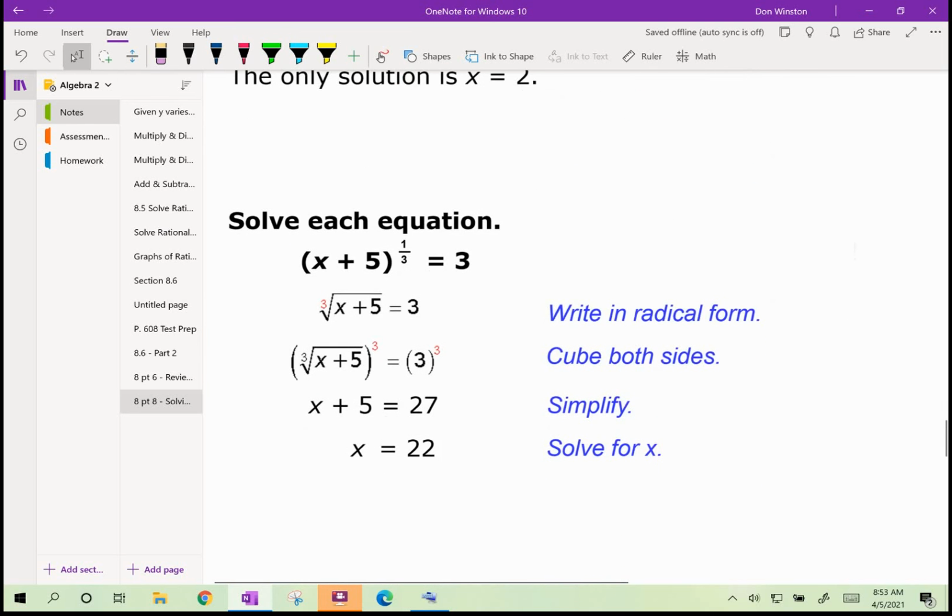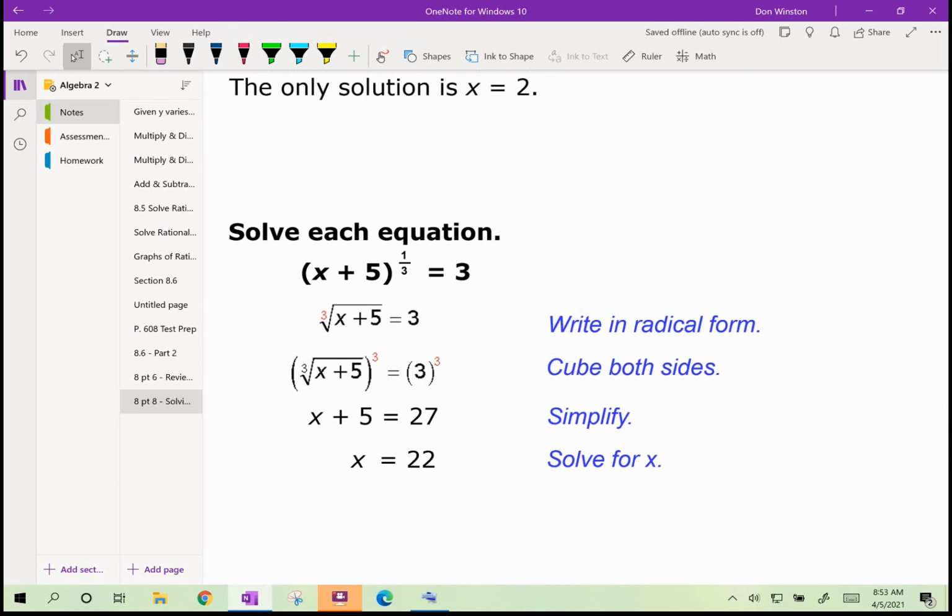Let's look at some more. Here I have x plus 5 raised to the 1/3 equals 3. So I'll raise both sides to the third power, and you'll get x plus 5 is equal to 27. X is equal to 22. Again, you never have extraneous solutions when it's raised to an odd exponent.